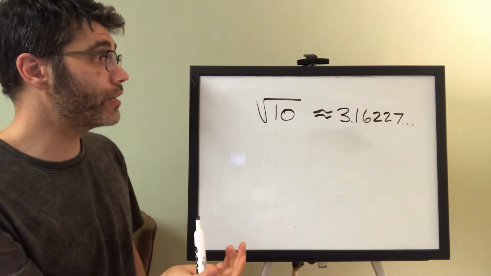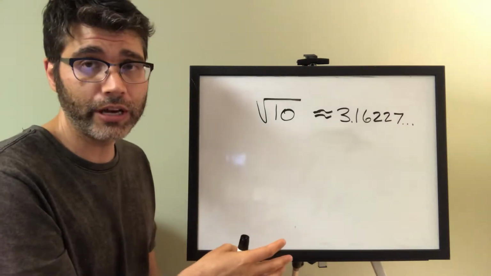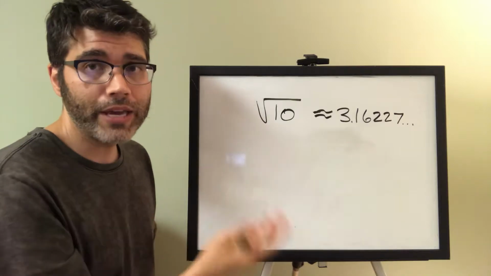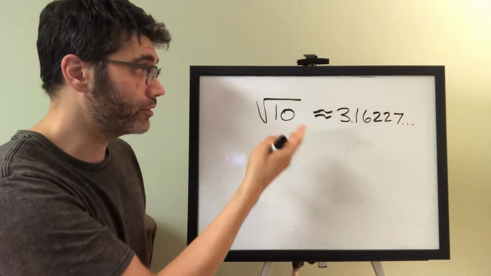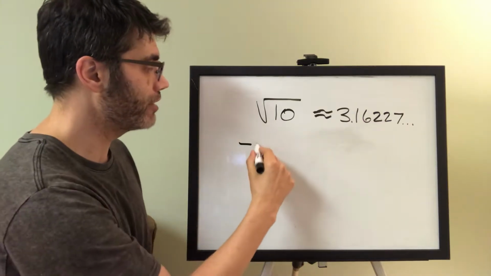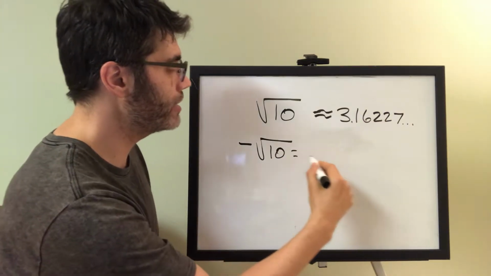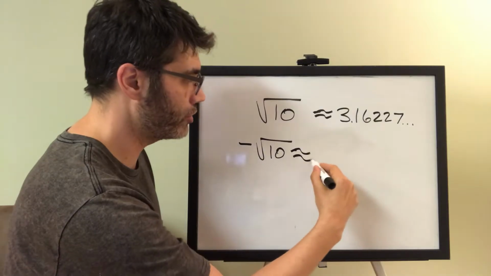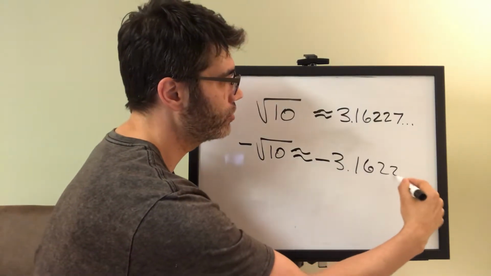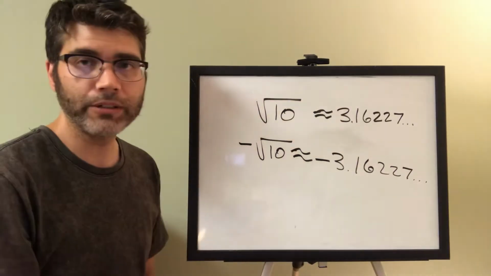So a way that we could come up with another irrational number right off the bat is to take its opposite. The way that we take the opposite of radical 10, since it's a positive number right now, we can put a negative sign in front of it. So negative radical 10 would be approximately negative 3.16227 on forever. Okay?